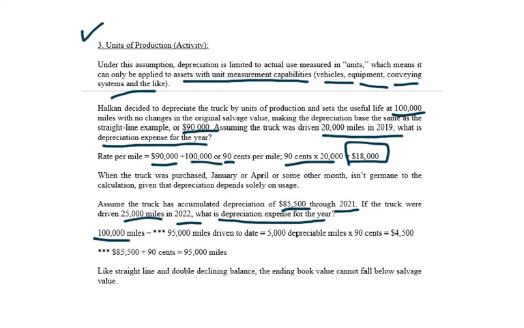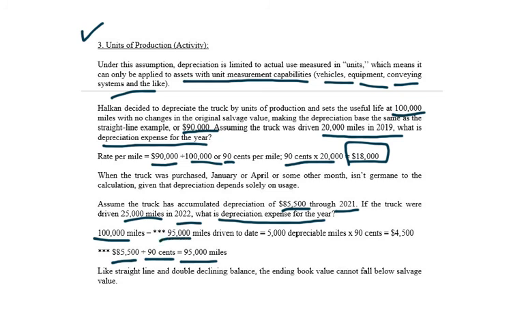There's a way to figure that, isn't there? If I give you how much you've depreciated it so far, that's accumulated depreciation, divided by 90 cents, I'm basically reverse engineering where you got the 85.5 from. That means you've driven it 95,000 miles, because how did you get 85.5? 95,000 times 90 cents equals 85.5. So that's where that came from. So you've driven it 95,000 miles to date.